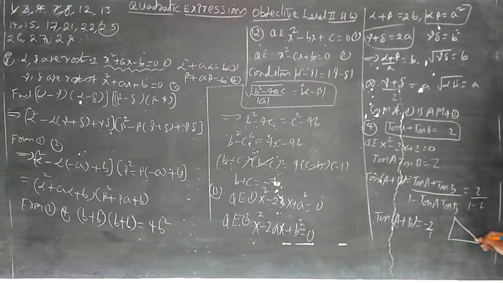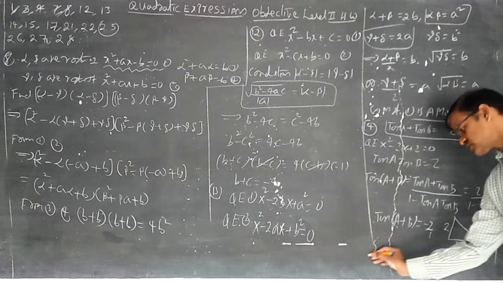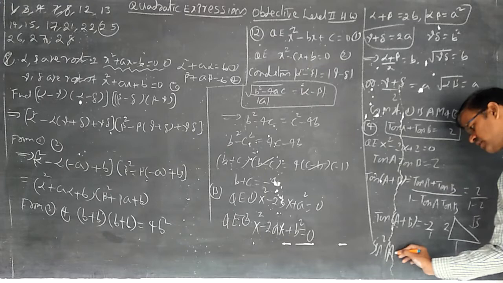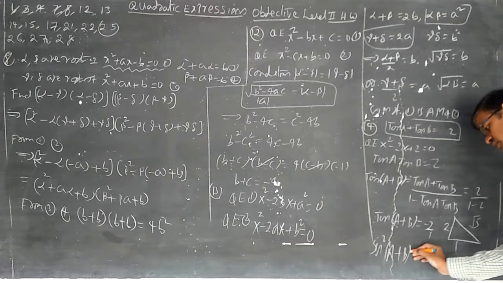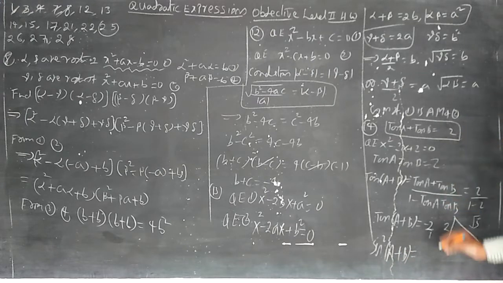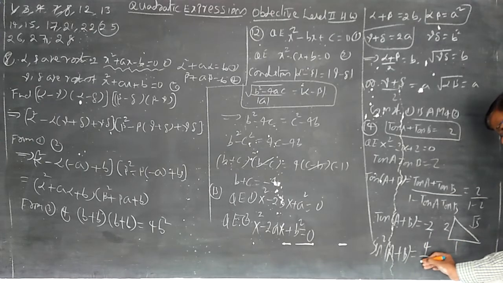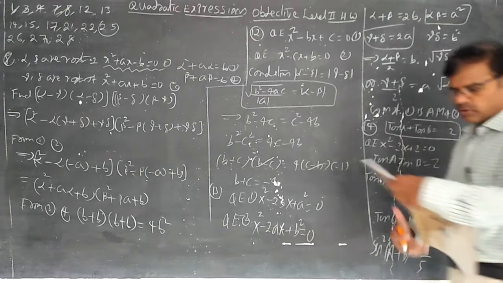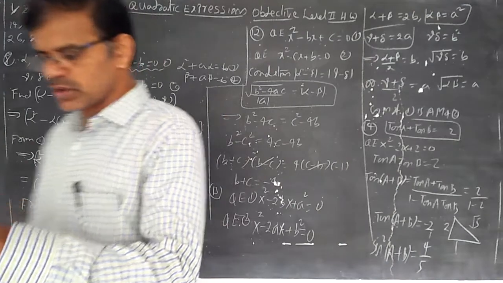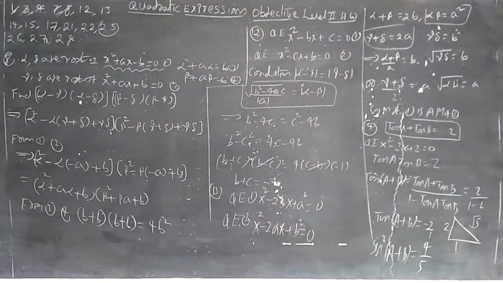So draw a right angle triangle. This is 2, this is 1, this is root 5. He is asking about the sine square of a plus b. Sine is equal to opposite by hypotenuse. So 2 by root 5 whole square, or minus 2 by root 5 whole square, it becomes 4 by 5. And sine square of a plus b is 4 by 5.